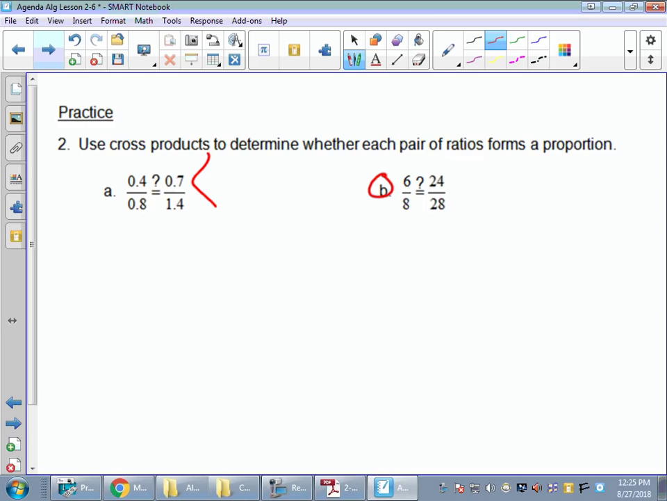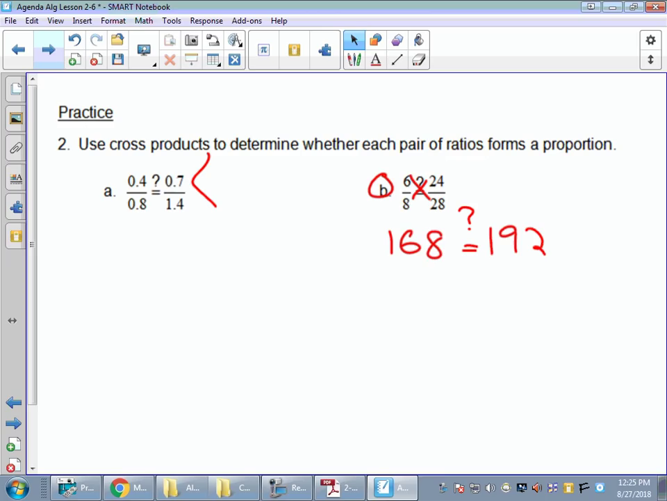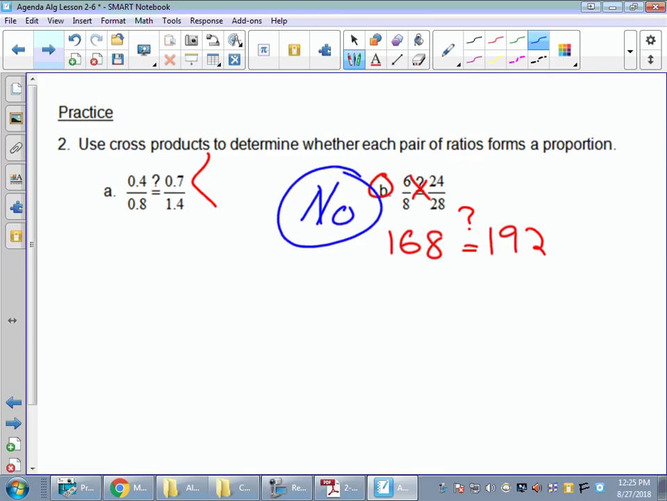I'm going to go 6 times 28, and that's going to give me 168. And then 24 times 8, punch it in your calculator, or if you use mental math, 192. So right off the bat, I can see those two, we got our question mark here, those two are not equal, so that's a big fat no. No, not good.